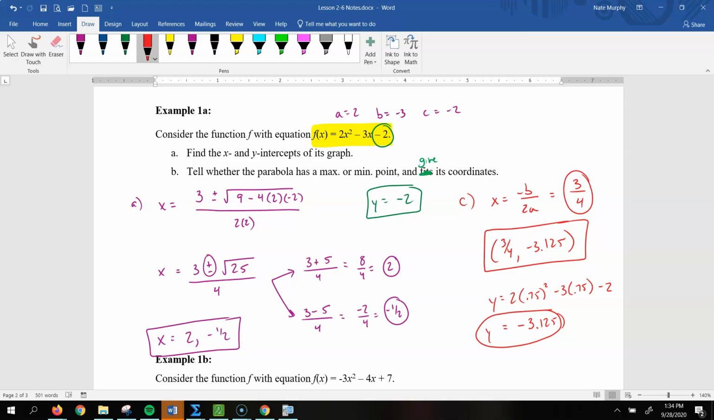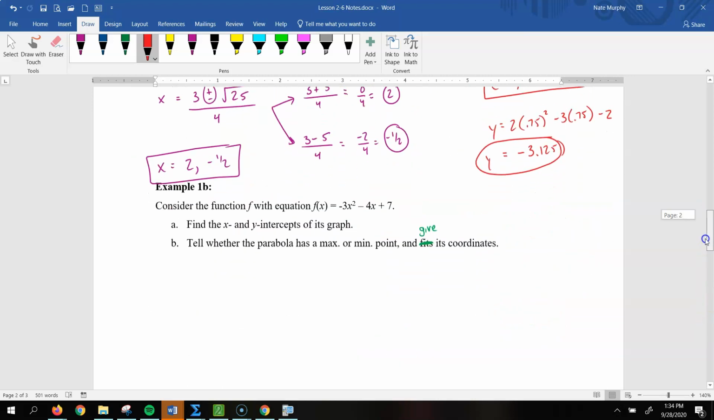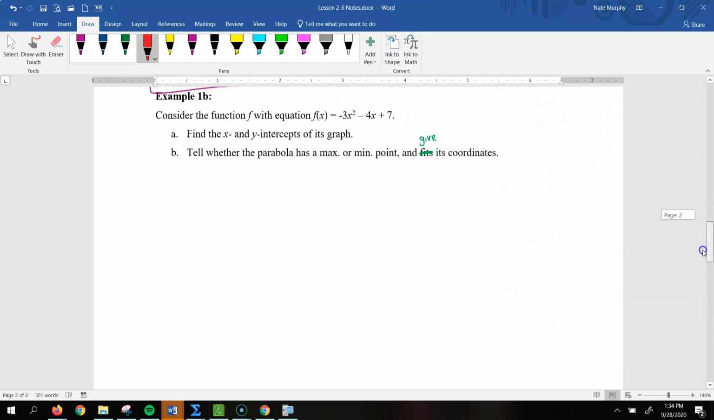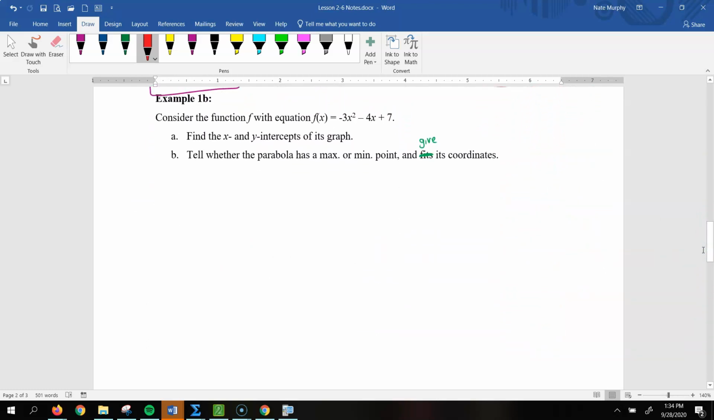All right. I want you guys to try this next one. This is actually going to be the last example we're going to do. If you have my notes printed out, the rest of the notes we're not going to worry about. So we're actually going to end with this one. I want you guys to go ahead and try this one on your own. So pause the video, and when you're ready to check your answer, go ahead and hit play.